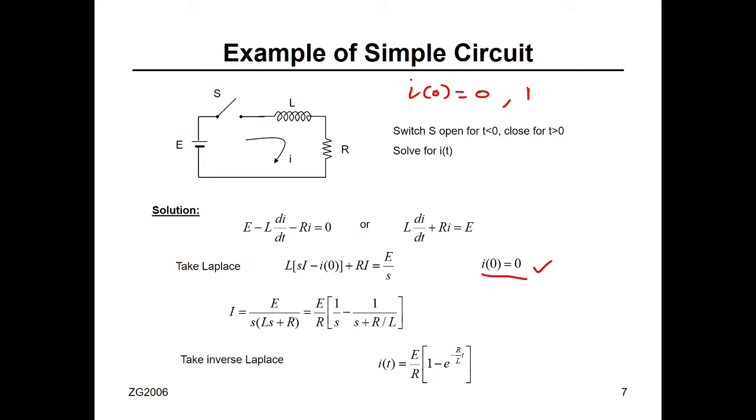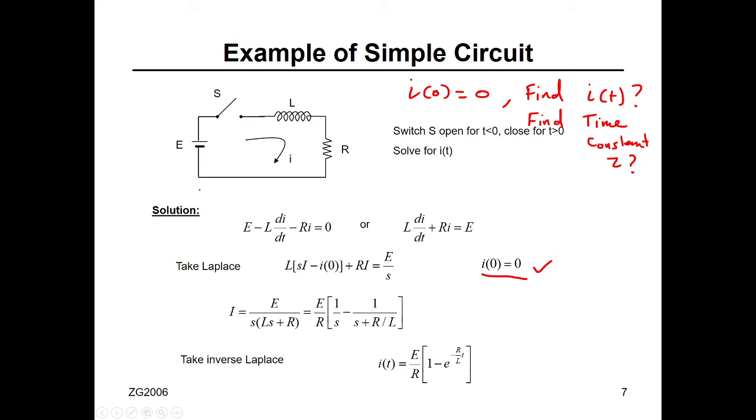Solve or find the current I of t. What's the solution? Also find the time constant. This is a new thing, I will define it next. We call it tau. Find the time constant. I will show you what it means. Let's solve it first. Let's solve it together.